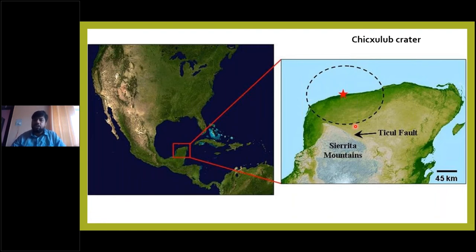But on Earth, to find a crater is a rare phenomenon, because on Earth, the tectonic activity actually reworks the crust, and because of the reworking, weathering, erosion, and vegetation cover, they sometimes hide or you can say destroy the evidences of an asteroid impact or crater.